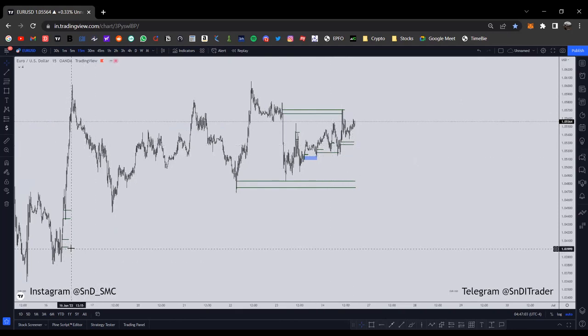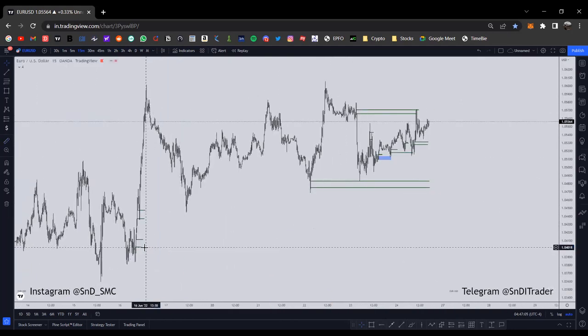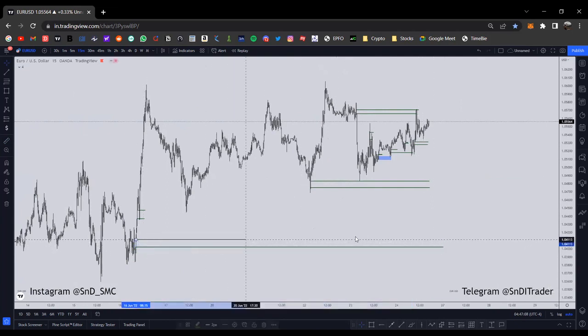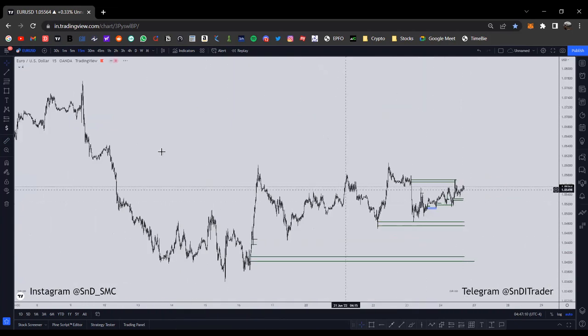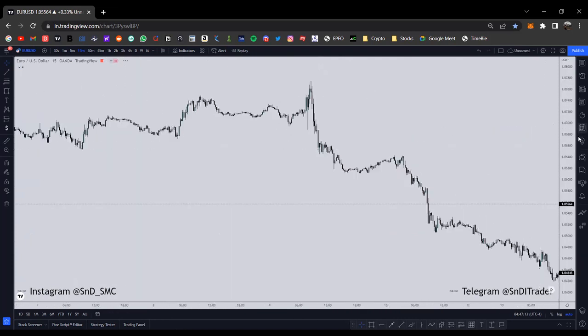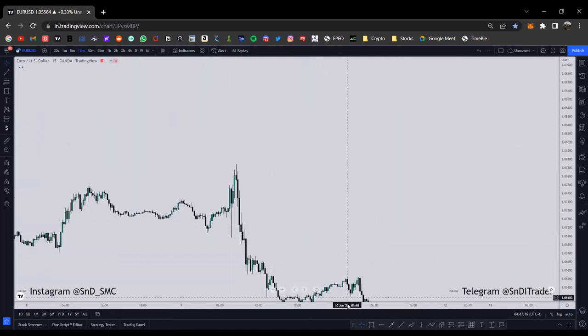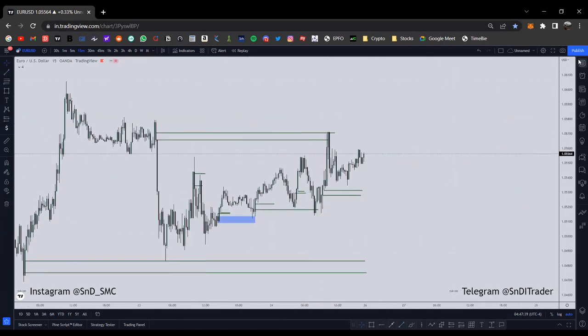So we have some fair value gap left in here. We have some fair value gap left in here also. So you might see it in all the time frames. So we have another fair value gap in here to here. Same thing, fair value gap in here to here. Lots of fair value gaps. You see here to here. So that is how you determine the fair value gaps.